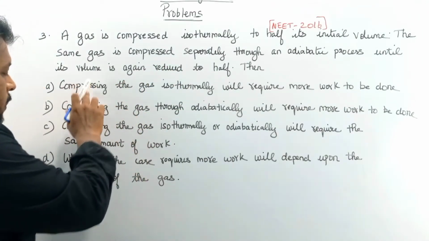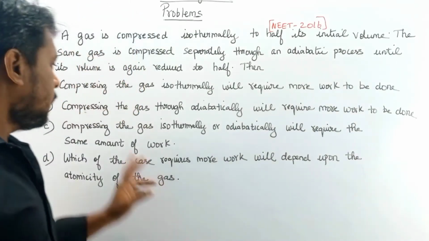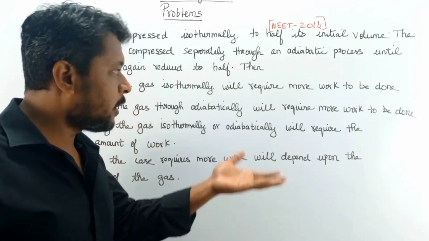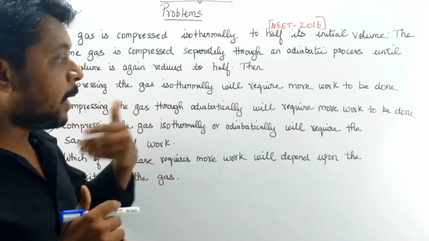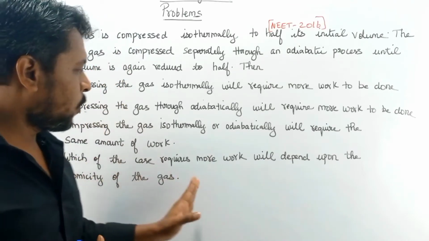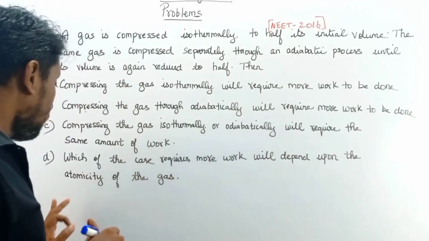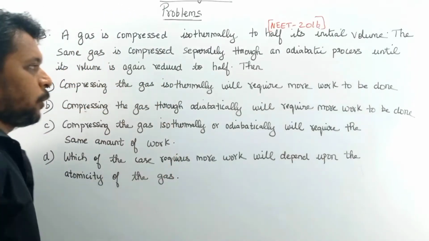Then see what is the condition given. Compressing the gas isothermally will require more work to be done. Compressing the gas adiabatically will require more work to be done. Compressing the gas either isothermally or adiabatically will require the same amount of work. Which case requires more work will depend upon the atomicity of the gas. So you have to choose the right option.